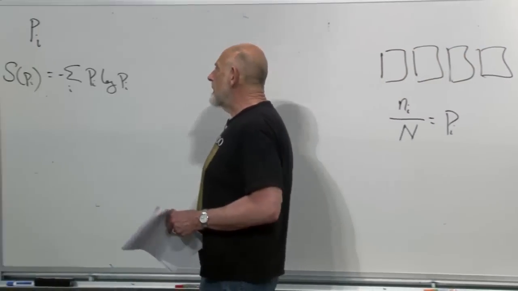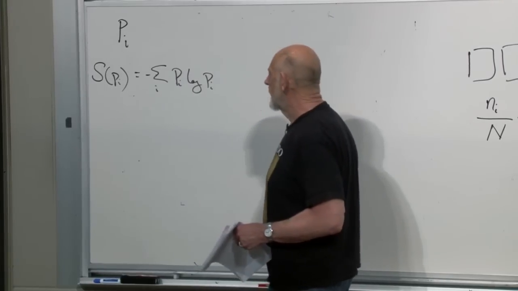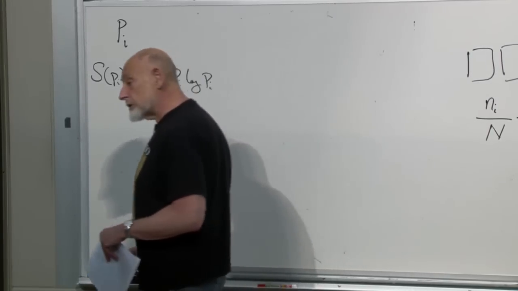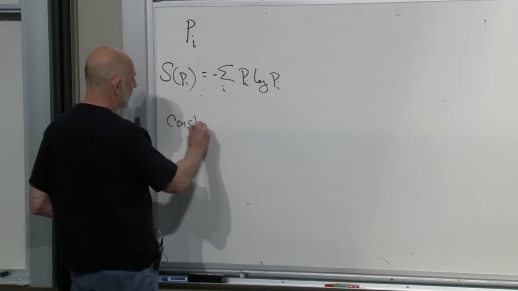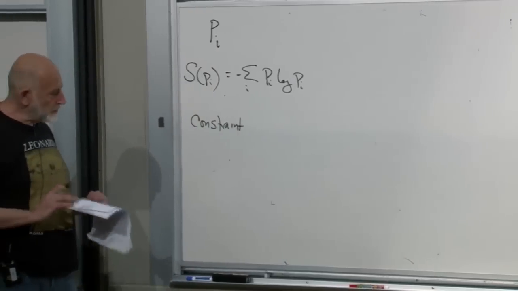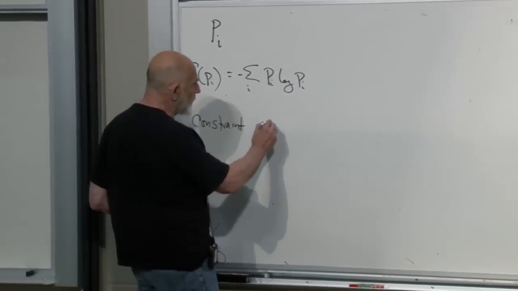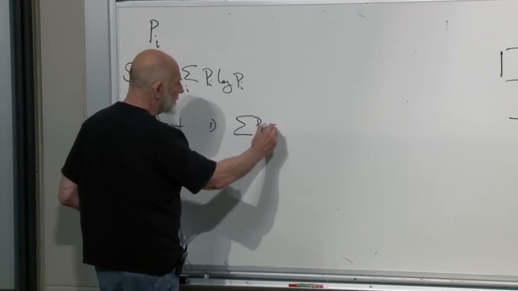it was important to remember that there are constraints. Two constraints. We want to maximize S subject to two constraints. Constraint one is that the summation of P sub i is equal to 1.